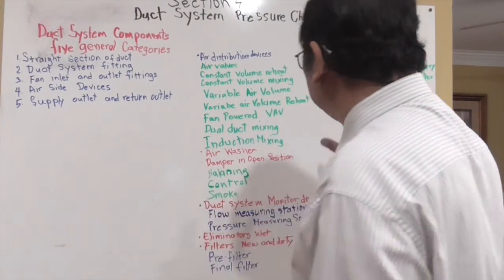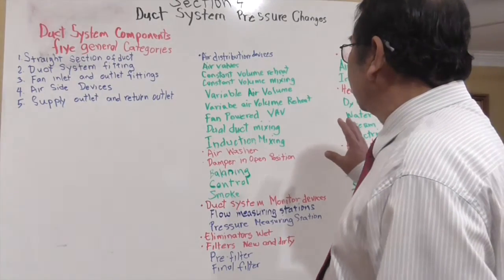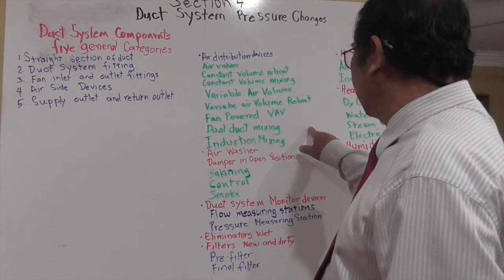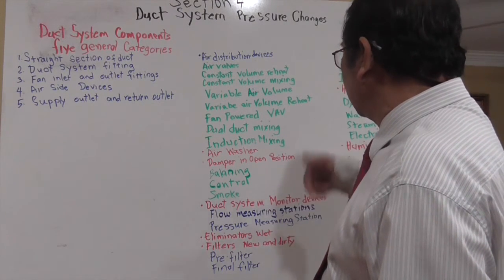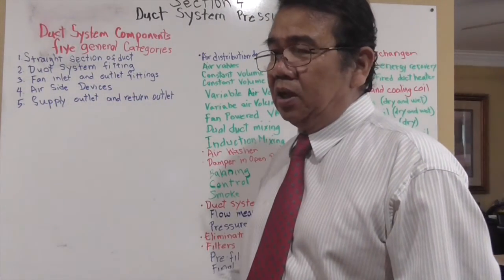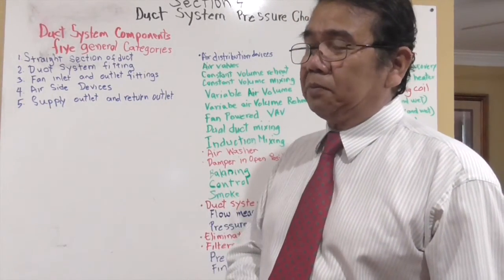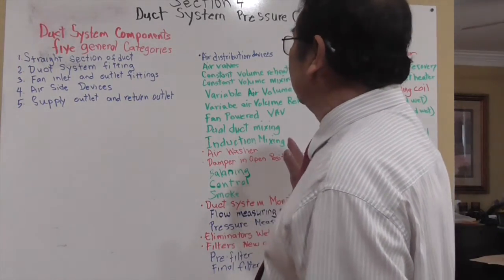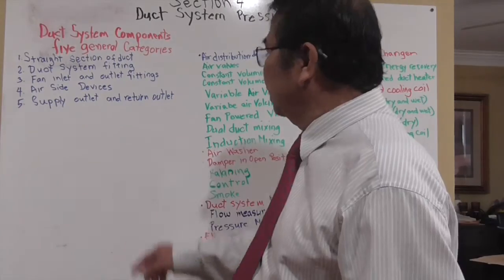And then each one of these will produce a different value of friction. The friction that the fan-powered VAV produces will be different from the friction produced by the balancing dampers. So there will be a table you have to look at from the manufacturers of the equipment, for all this equipment here. It will tell you how much friction will be lost once air has passed that particular component. Okay? And now we're going to talk about the supply outlet and the return outlet.